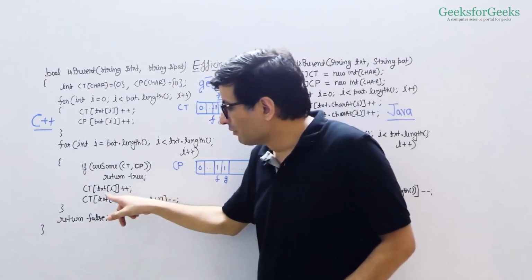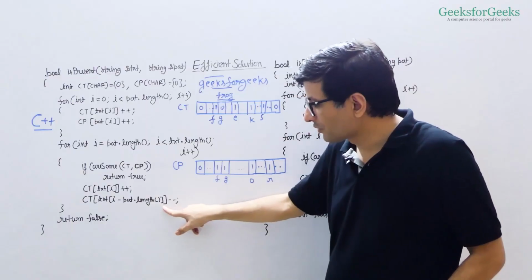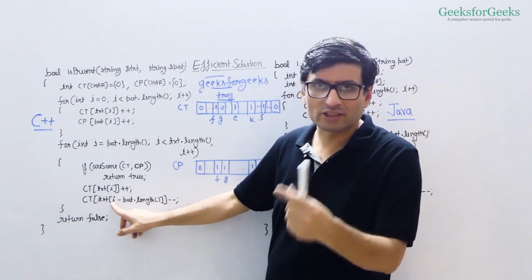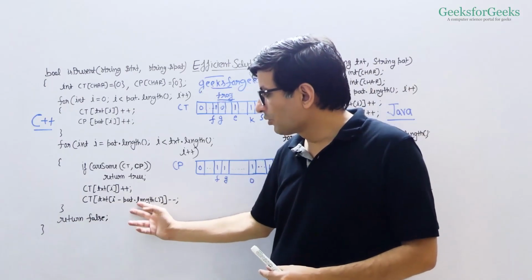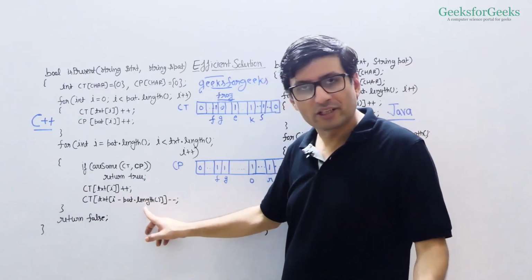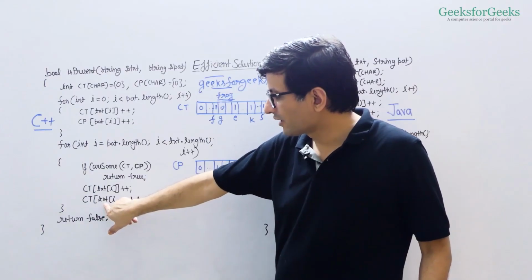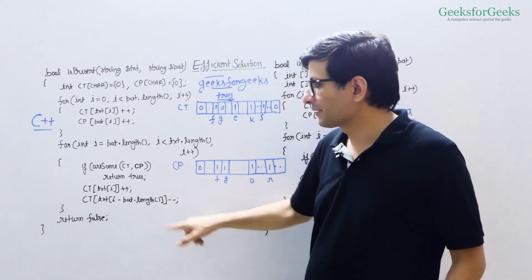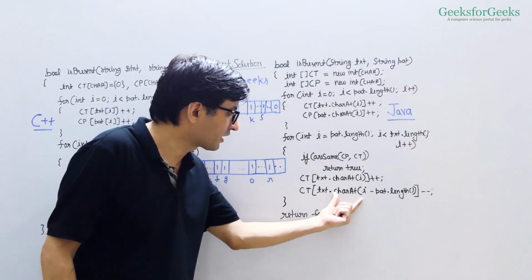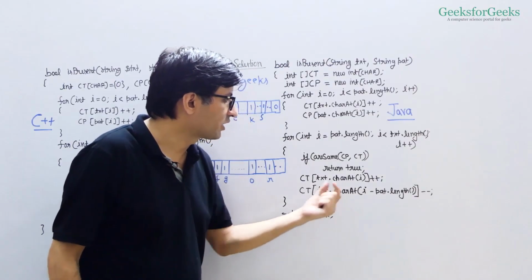Otherwise, we remove the previous window's first character. This is where we remove the previous window's first character. How do we find it? I is the index of the last character of the current window. We go to the previous window's first character using I minus pattern length. We go to that index in the text, get that character and reduce the count of that character by 1. Same as in Java, we have the charAt function in Java instead of square brackets. We go to that character at that index, and we reduce its count by 1.